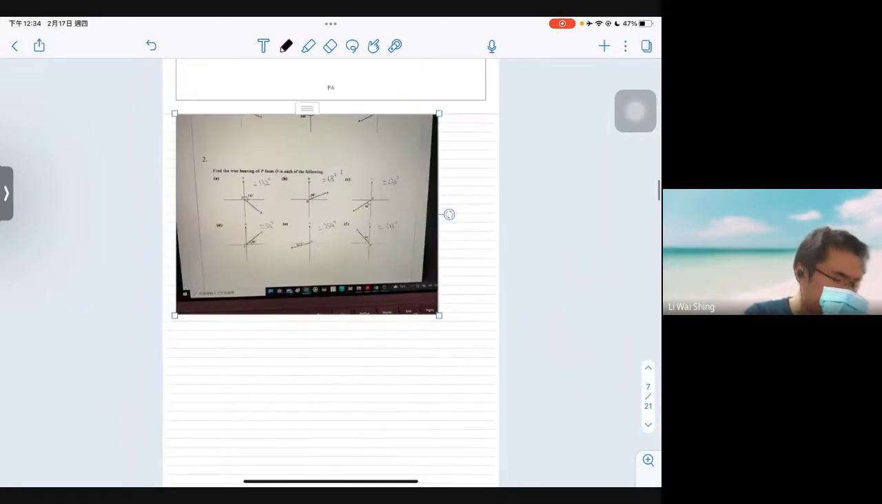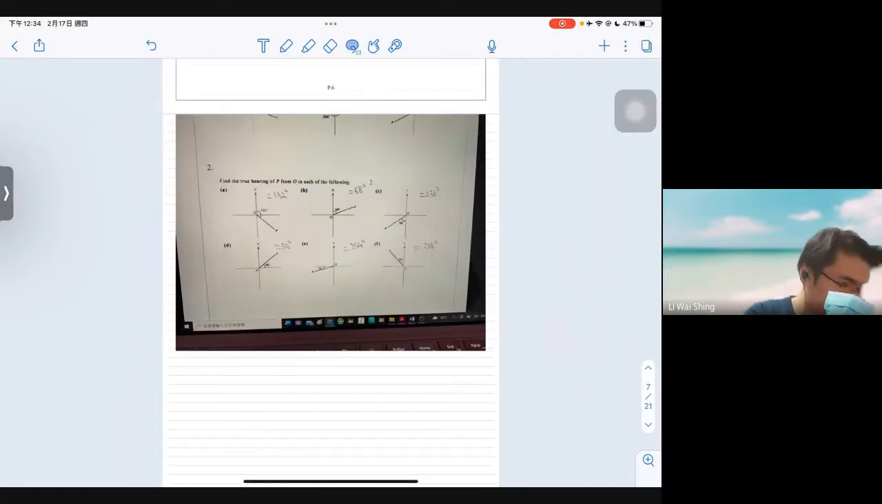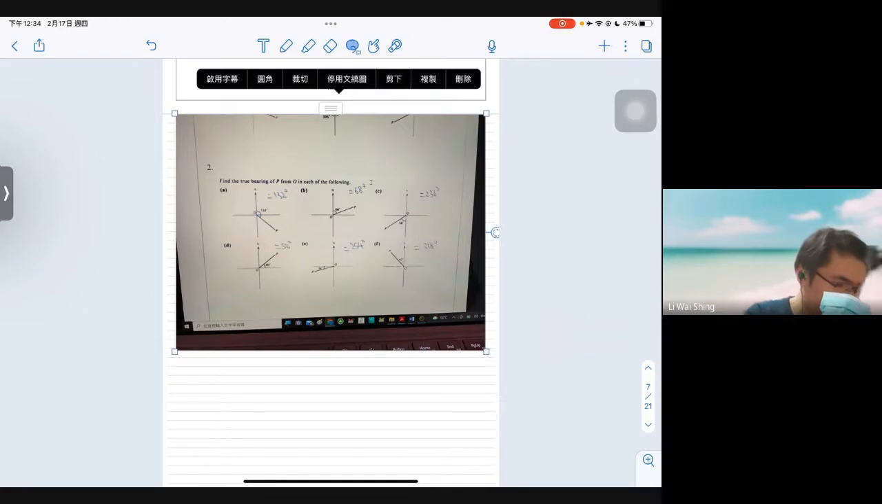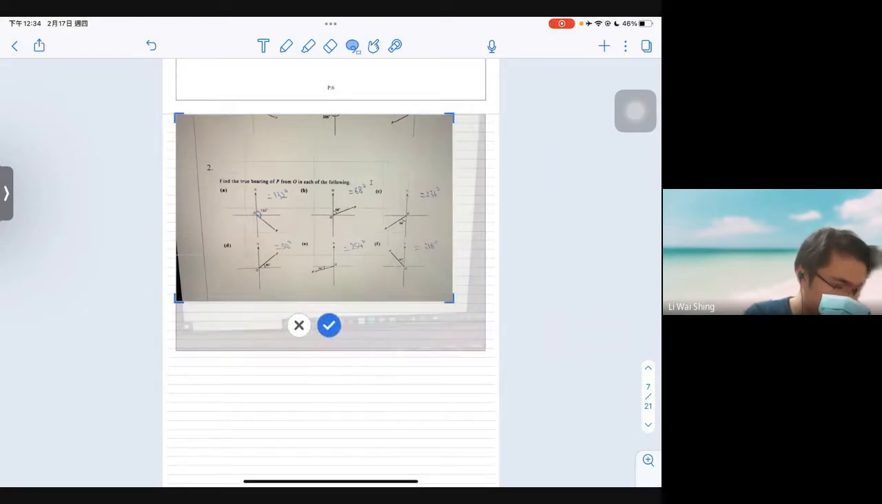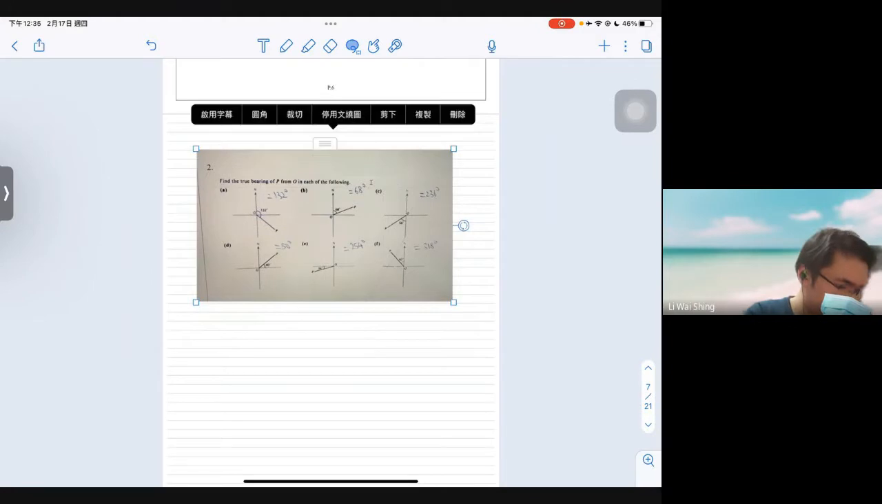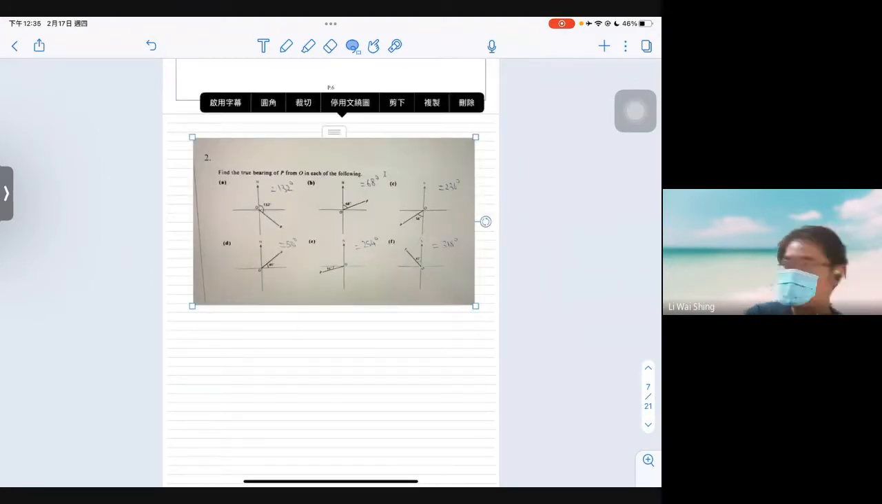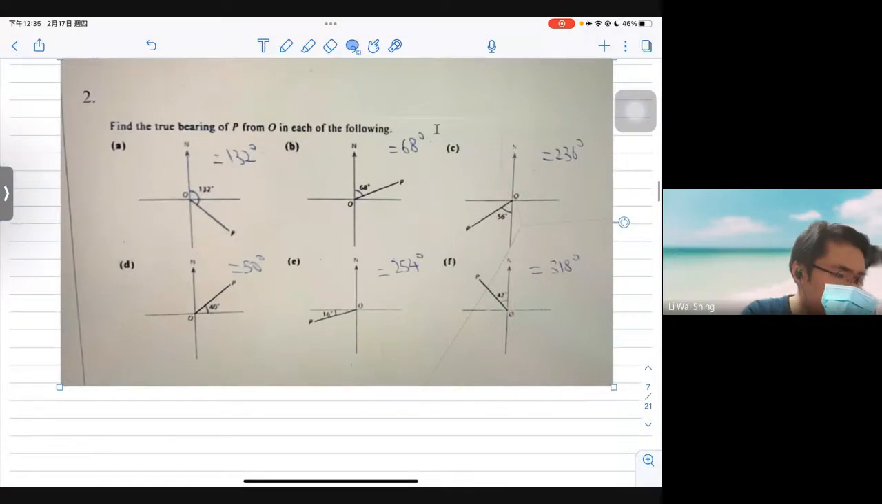Can you see it? Okay, can you see it? Yes or no? Yes. Online game or paper game? Online paper game. Yes. So small. What about now?